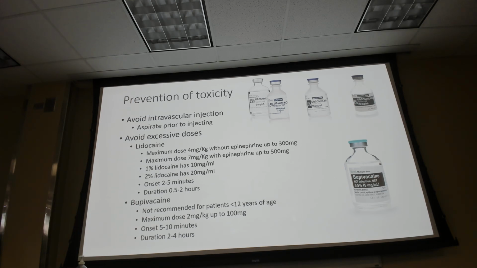Like we talked about initially on the slides, lidocaine has a rapid onset and a little bit shorter duration, and the bupivacaine has a little bit longer onset but a lot longer duration, which is why we like to mix those together. The max for bupivacaine is 2 mg per kg up to 100 milligrams. We don't like to use it in younger children. They have an increased risk of CNS toxicity with it. That's typically more seen in infants, so we tend to avoid it, but the guidance is still don't use it in anybody under 12.